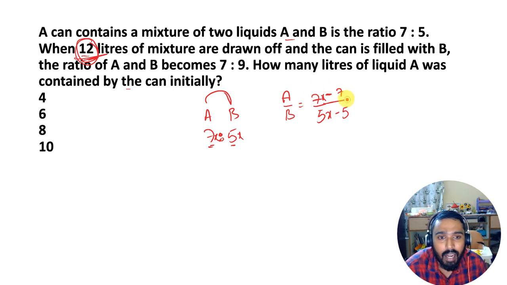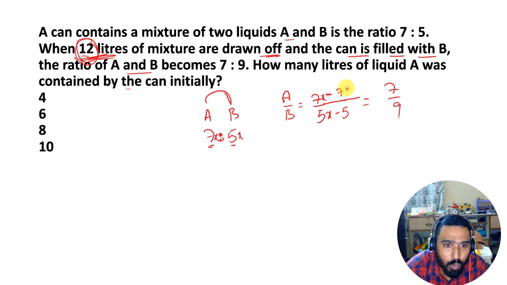Okay, and when that happens, what is becoming? The ratio of A and B is becoming 7:9. Now here one thing is, 12 liters of the mixture are drawn off and the can is filled with B. So if we have totally removed 12 liters, this is replaced with 12 liters here. It is filled with B.